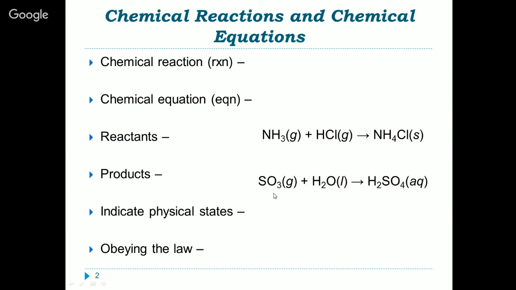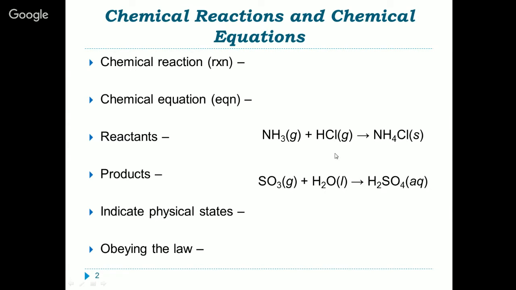We generally indicate physical states. So here we have G for gas, S for solid, L for liquid, and AQ for aqueous. This means that this substance here is dissolved in water. So we have a solution. We'll talk more about that later on in the chapter. So we indicate our physical states because when we get into looking at energy changes, there's different energies associated with these compounds depending upon whether they are solid, liquids, or gases, or aqueous.